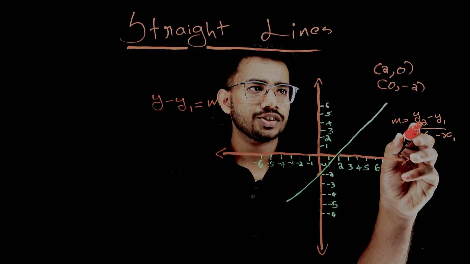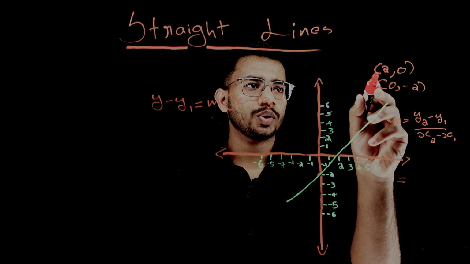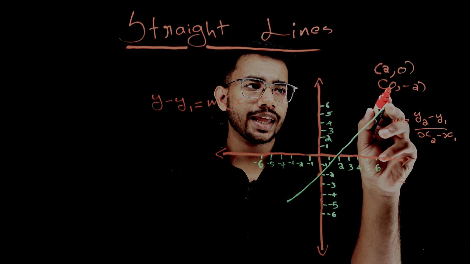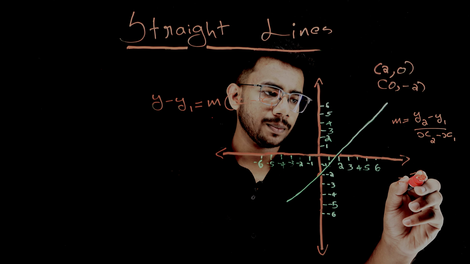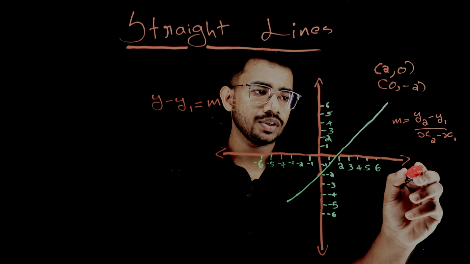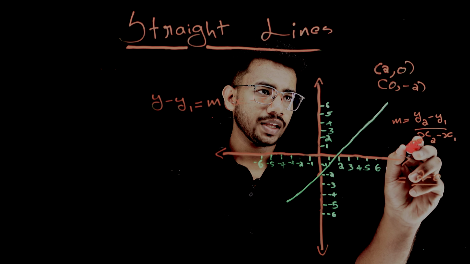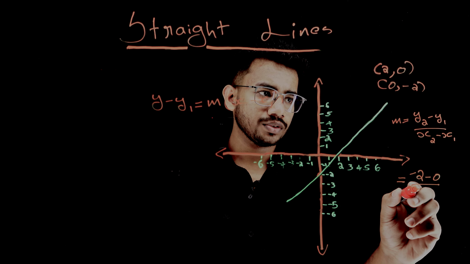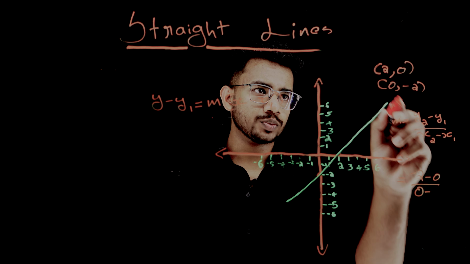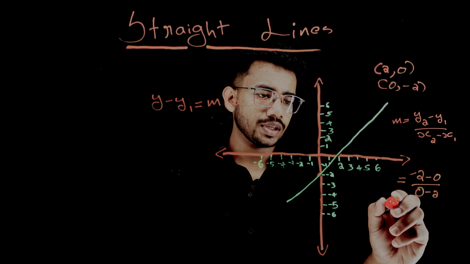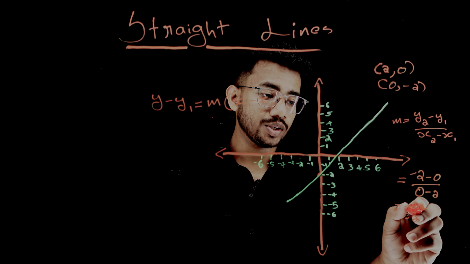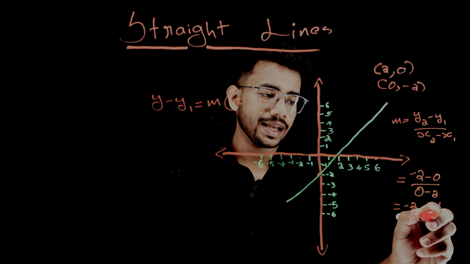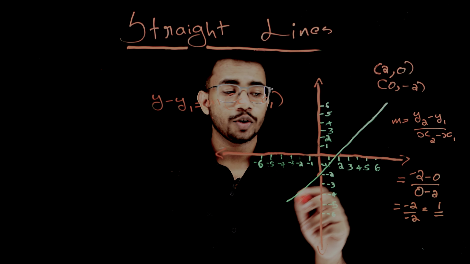Let's say I am taking the first coordinate as x1, y1 and the second as x2, y2. So y2 will be -2 minus y1, which is 0, divided by x2, which is 0, minus x1, which is 2. That will give me -2 by -2, equal to +1 as my slope there. Now I got the slope.